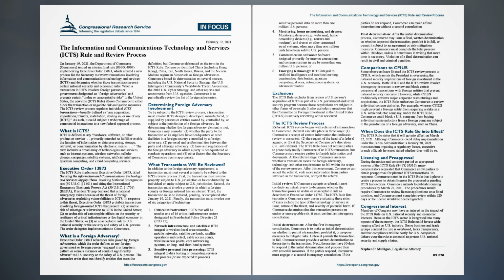Licensing and pre-approval. During the notice and comment period on a proposed version of the ICTS Rule, 84 FR 65316, many commentators requested that Commerce allow parties to obtain pre-approval for planned ICTS transactions. In response, Commerce stated in the ICTS rule that it plans to create a process to obtain licenses for proposed or pending ICTS transactions. Commerce intends to publish licensing procedures by March 22, 2021. The procedures would require Commerce to review license applications on a fixed timeline, and Commerce must complete review within 120 days or the license would be deemed granted.